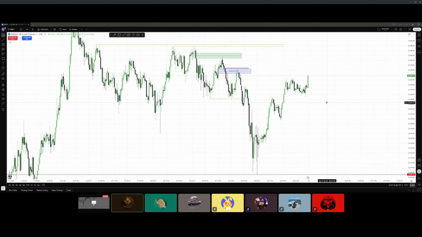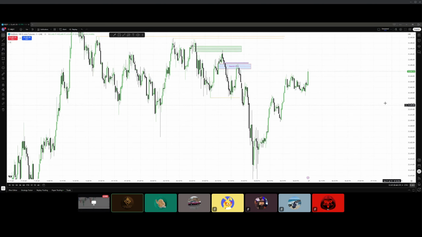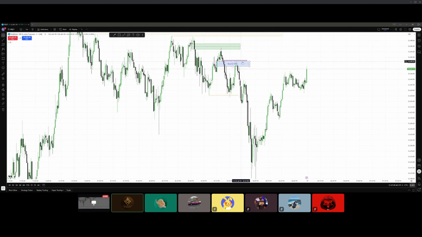You got the wick, you got the fair value gap, and you got the volume imbalance, and it didn't close over the 50%. So that shows you that was a great entry. And typically with a volume imbalance, if the market closes through it, it's going to continue in the direction it closes through. If it doesn't close through it, typically it's going to continue in the opposite direction. Writing that one down. And then this could be your next target.